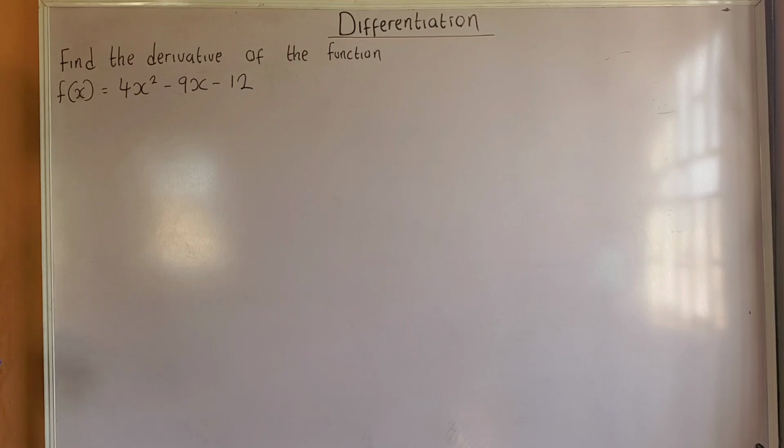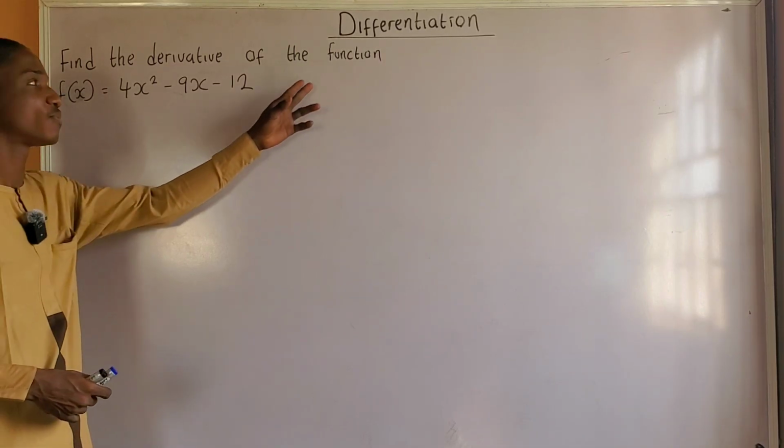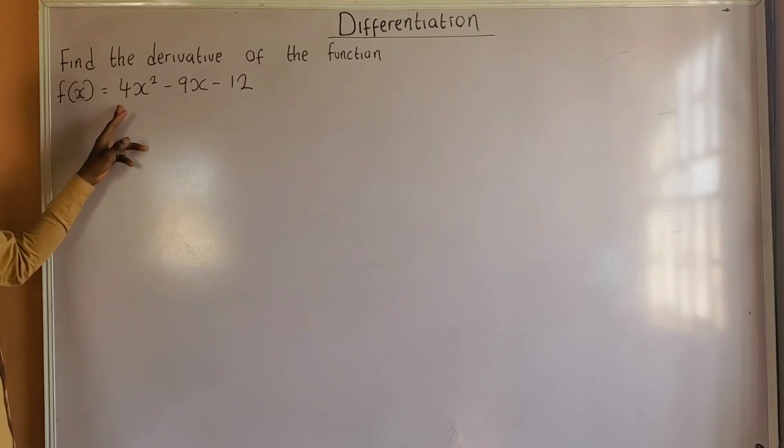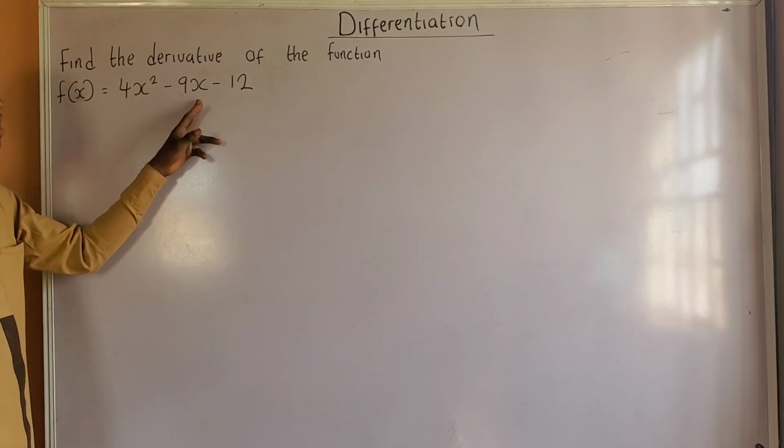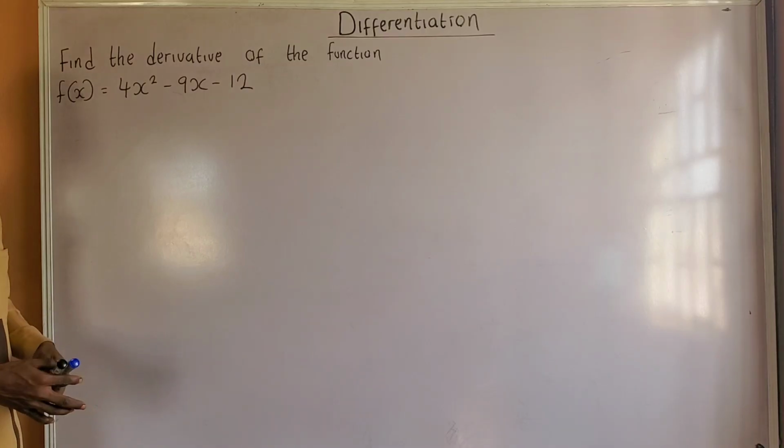In this class, we are going to talk about how to find the derivative of a function. Okay, let's consider the question that we have on the board. We are asked to find the derivative of the function f of x equals 4x squared minus 9x minus 12. Okay, how do we deal with this question?